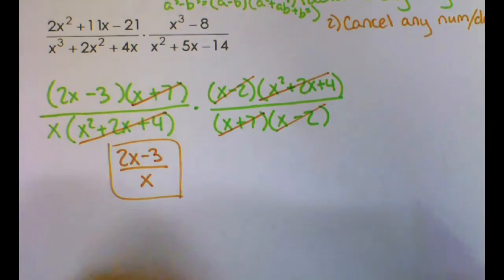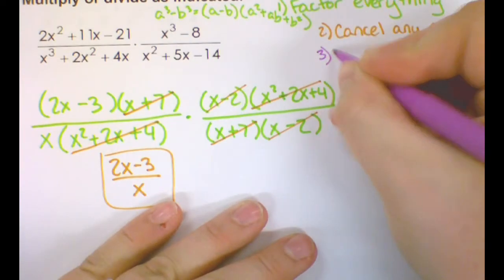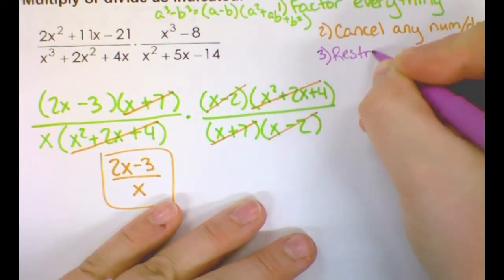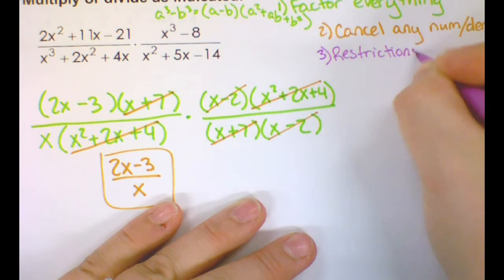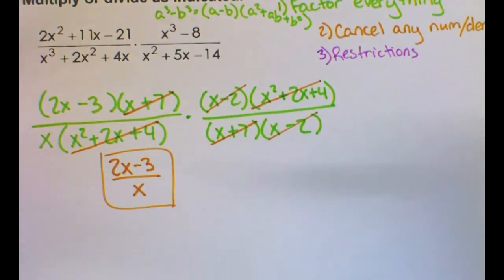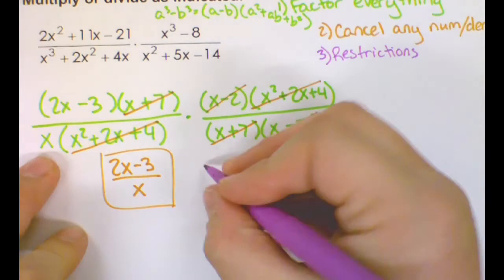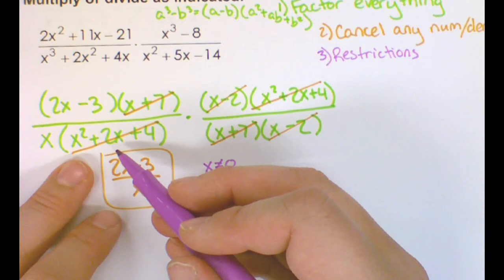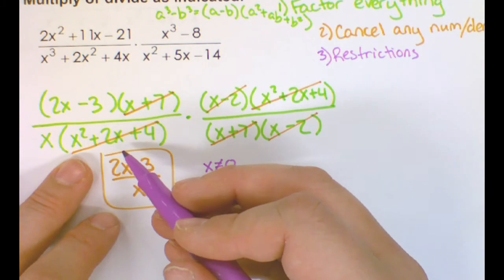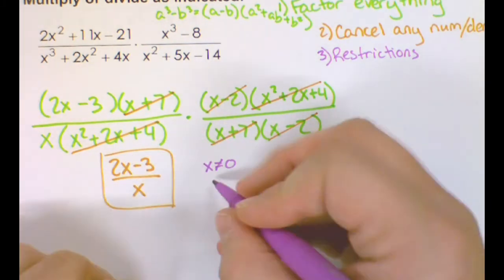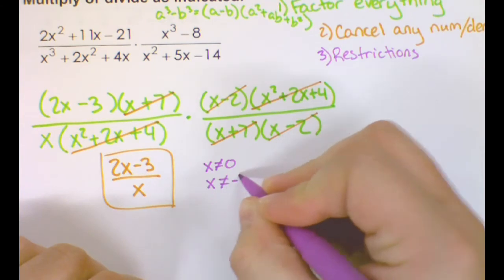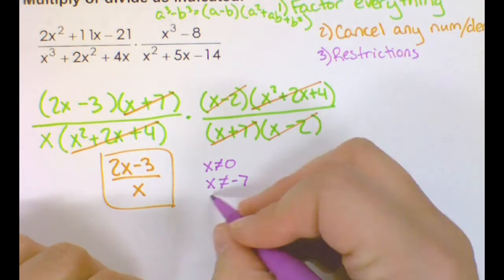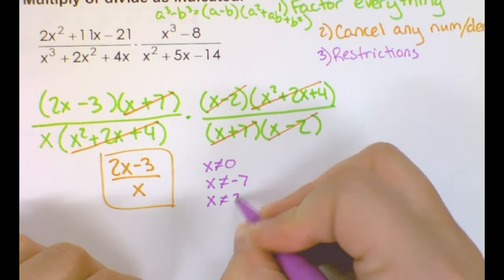And the last step, as usual, is restrictions. If at any point in time the denominator was 0. So x can't be 0. X squared plus 2x plus 4 does not give any real solutions, so we don't worry about that. X plus 7 means that x cannot equal negative 7, and x minus 2 means that x cannot equal positive 2.